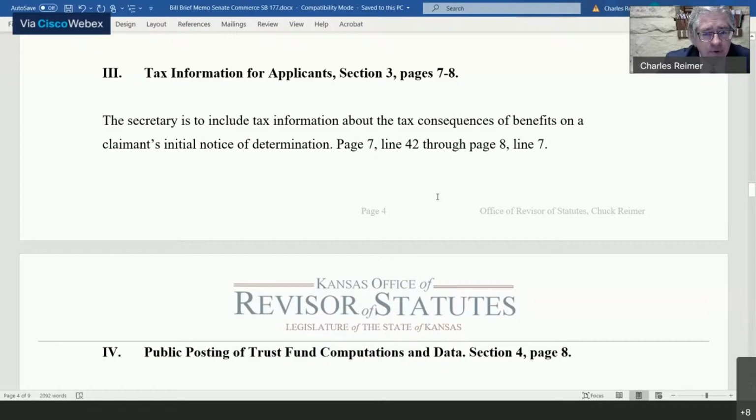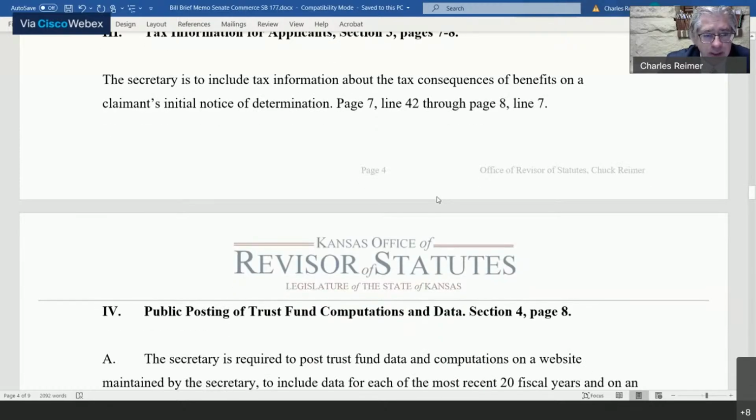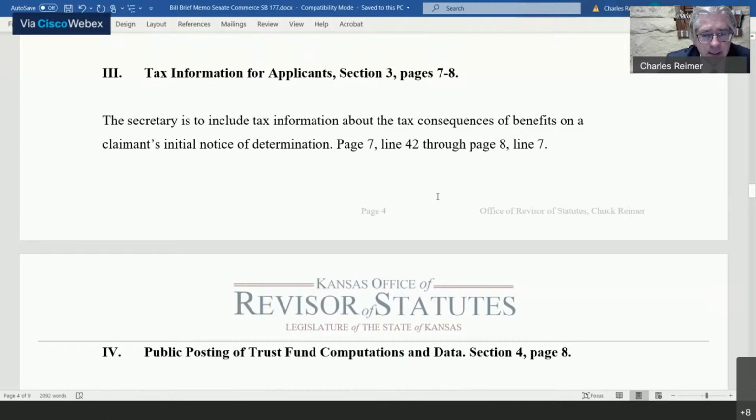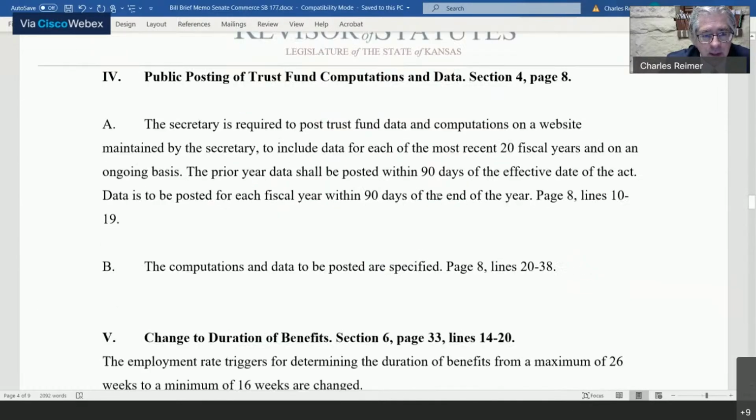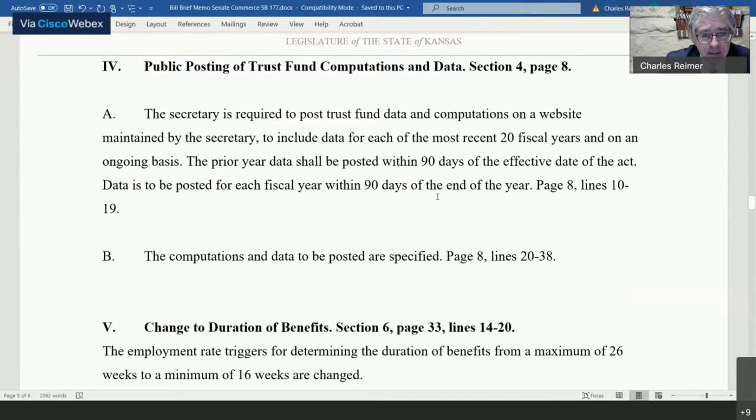Another provision the bill provides is to provide a little bit more information to applicants, especially with respect to tax information, so they're not hit with unexpected tax bills. So the secretary is to include tax information about the tax consequences of benefits on the claimant's initial notice of determination. That's at page 7 of the bill. Transparency is increased in this bill.